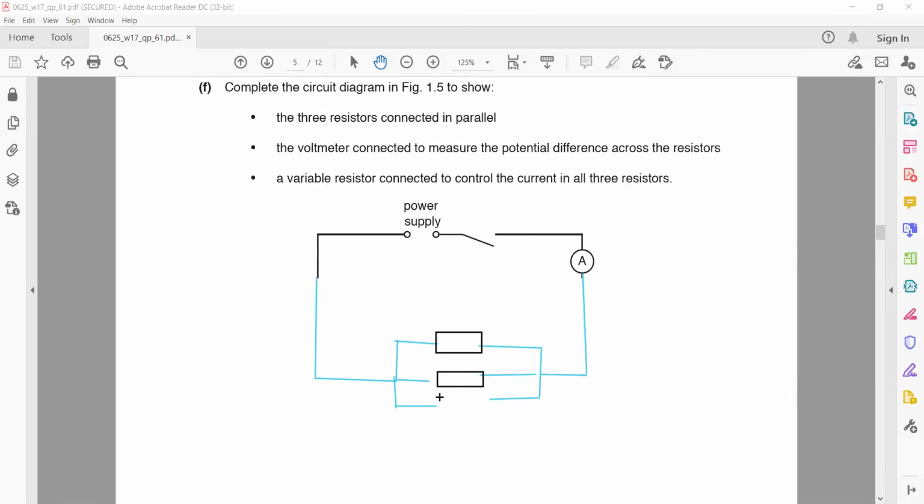So three resistors in parallel, and there should be a variable resistor as well because we want to change the total current, before or after the combination, and the voltmeter in parallel to measure the voltage of each resistor. Because they are in parallel, they will have the same voltage across them.